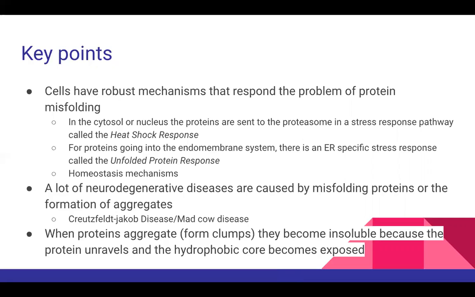And a lot of neurodegenerative diseases are caused by misfolding proteins or the formation of aggregates. I don't think she spoke about this in class, but I just thought it was a cool thing to include. Mad cow disease or Creutzfeldt-Jakob disease is caused by clumping of prions, which are misfolded proteins that don't behave correctly in the brain. And when proteins aggregate and form clumps, they become insoluble because the protein unravels and the hydrophobic core becomes exposed. Does anyone else have questions on this slide?